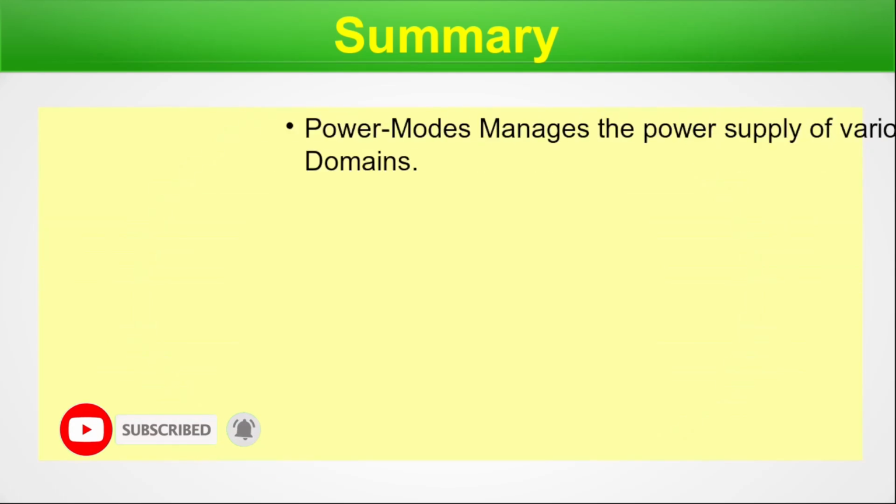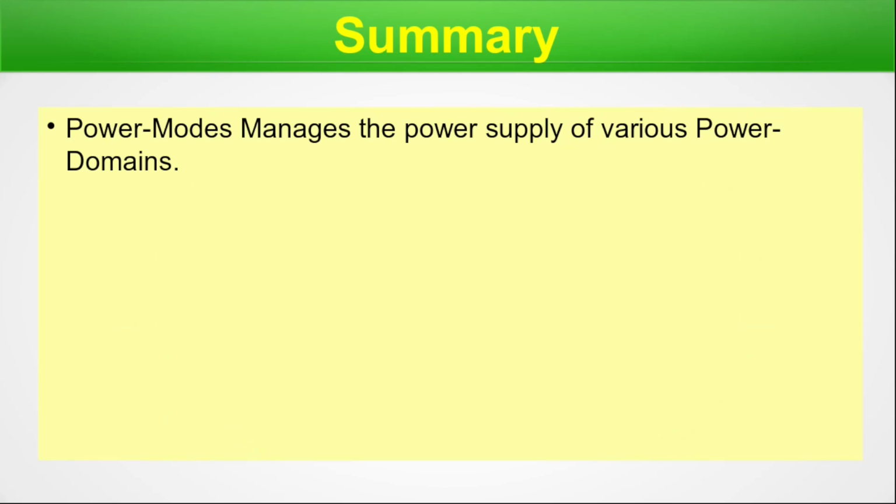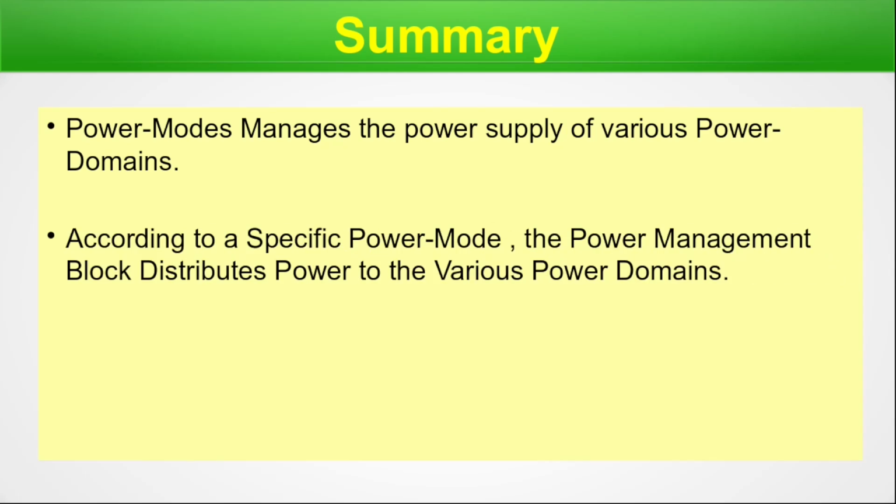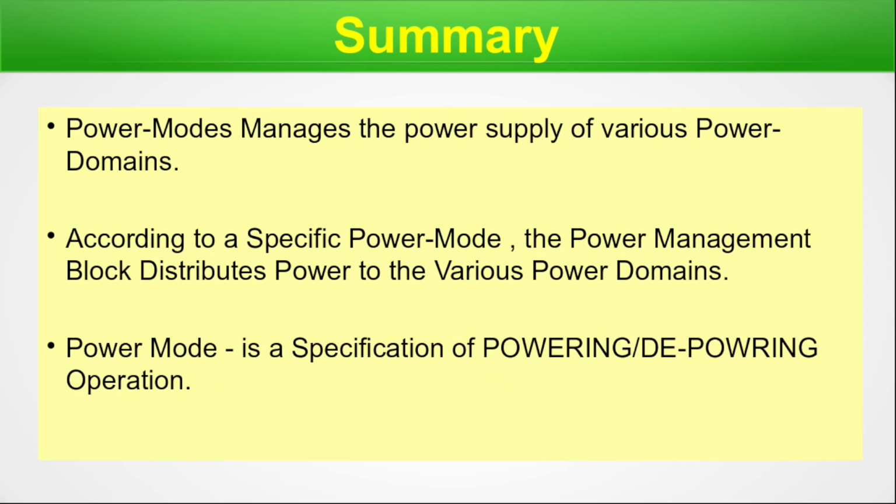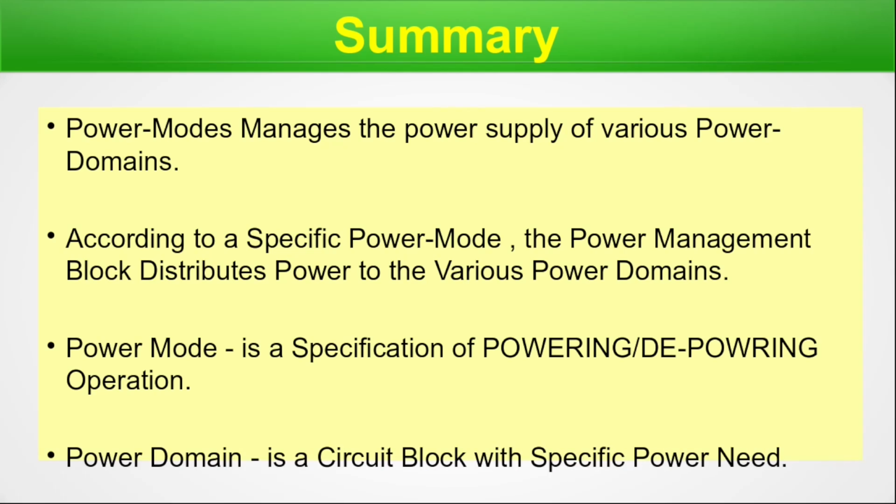Let us summarize the entire thing, what we have discussed so far. Power mode manages the power supply of various power domains. Second, according to a specific power mode, the power management block distributes power to the various power domains. As per the mode, this power management will control the different power supplies for the various blocks. Power mode is a specification of powering or depowering operation. Understand that as switching on or switching off. Power domain is a circuit block with specific power need.